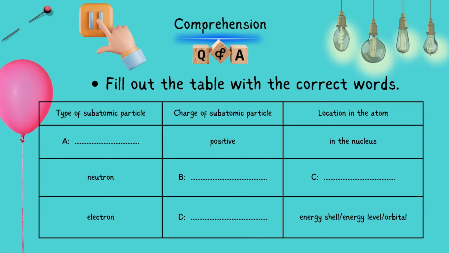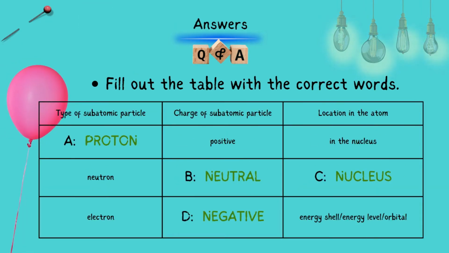Comprehension. Fill out the table with the correct words. So look at the table carefully and think about what you need to write for A, B, C, and D. You may pause this video to answer this question. Correct. A is the proton. Proton is positive and can be found in the nucleus. B is neutral because neutrons are neutral and they too can be found in the nucleus. D is negative because electrons are negative.